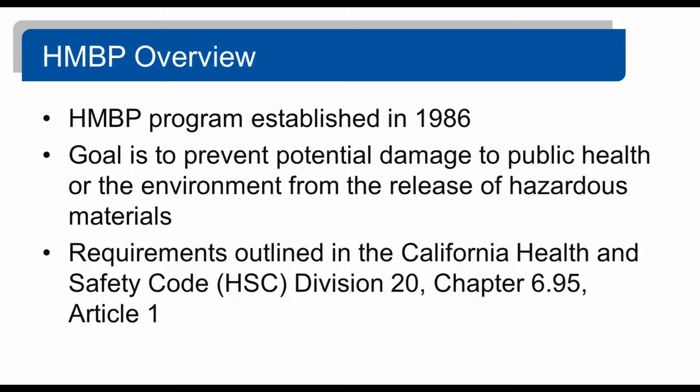The requirements for developing an HMBP and the elements that go in it are found in the California Health and Safety Code, Division 20, Chapter 6.95, Article 1. This is where you will find the general requirements of HMBP, the applicability, with some additional information being found in the California Code of Regulations. But all of your requirements for your businesses will be found here in the California Health and Safety Code.